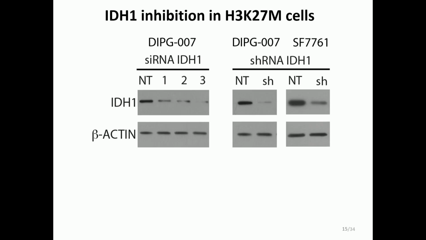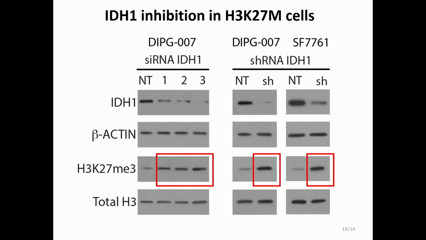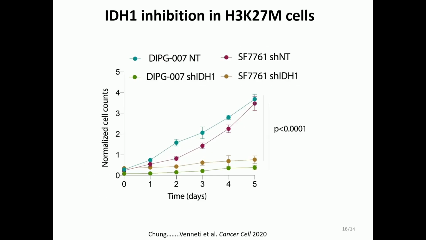So we used siRNAs and shRNAs, and you can see these are blots in K27M cells where we used siRNAs or shRNAs to knock down IDH1, and you can see there's a good knockdown by Western blot. And the expectation is this 27-trimethyl mark will go up, and this is what we see. And the red boxes are a Western blot for this 27-trimethyl. You can see that either with siRNA or with shRNAs, you can see an increase in this mark. This causes the cells to crash. Here we're plotting the proliferation of these cells over time in 5 days. The blue and the maroon lines are control cells, and the other two lines are cells with the shIDH1. And you can see that the cells crash and don't proliferate.